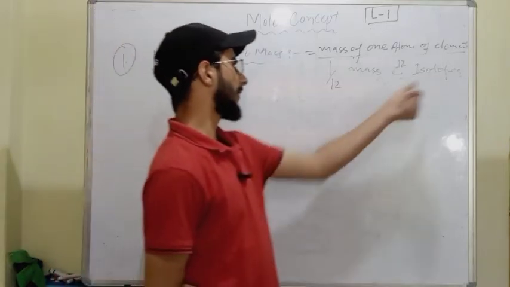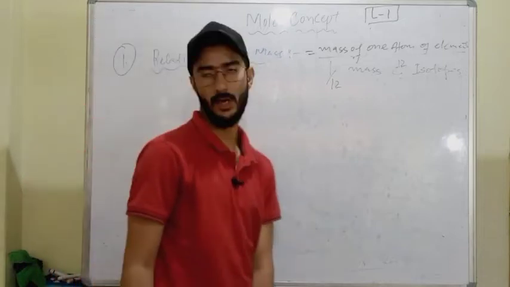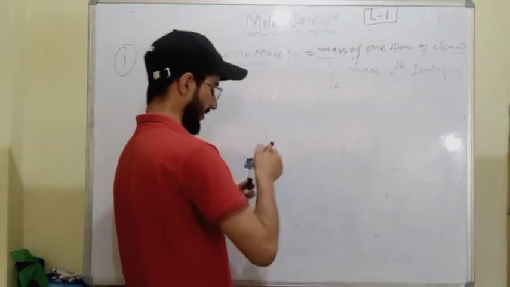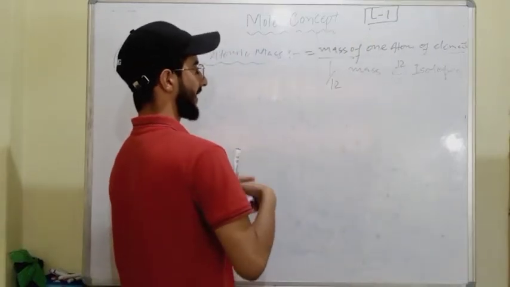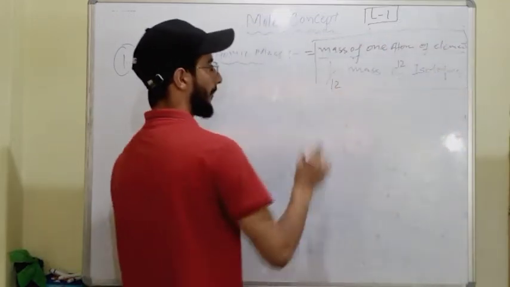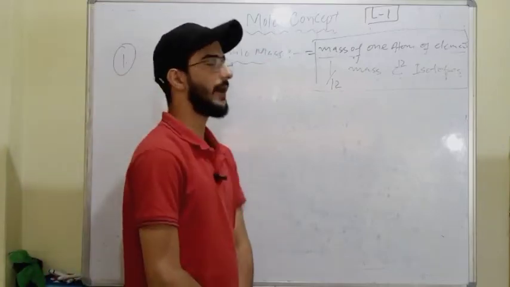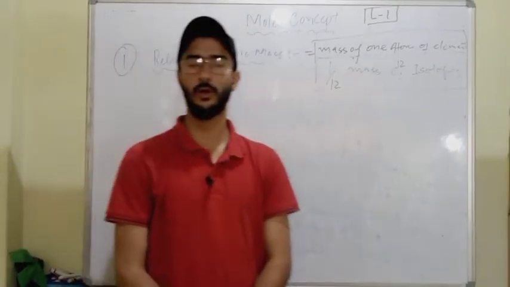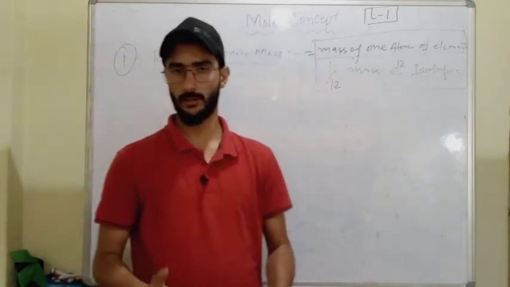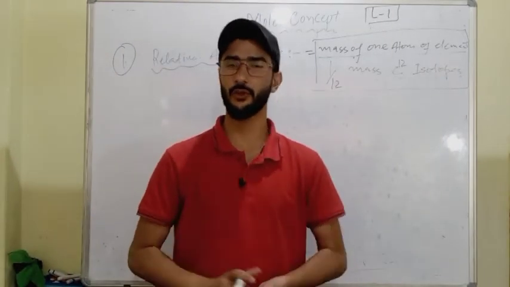Isotopes are atoms which have the same atomic number but different mass numbers. Now we are going to simplify this equation, the mass of one atom of the element upon 1/12 of the mass of carbon. We know that the mass of an atom is always equal to the number of nucleons present in that atom. The nucleons are those particles which are present in the nucleus.